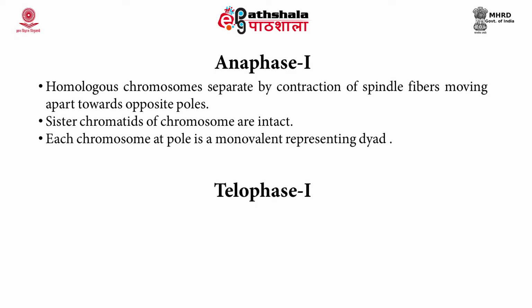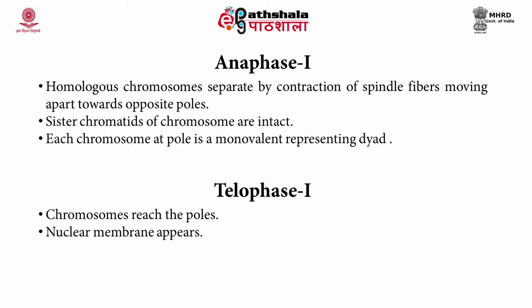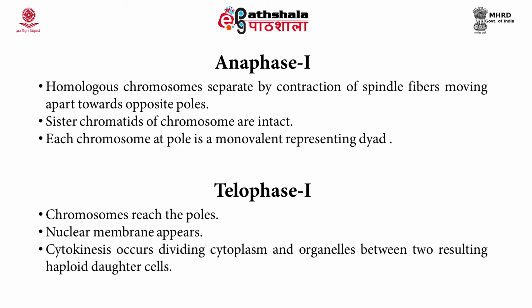The last stage of meiosis I is termed as telophase I. At this stage, chromosomes reach the poles. Nuclear membrane appears. Cytokinesis occurs, dividing cytoplasm and organelles between two resulting haploid daughter cells.